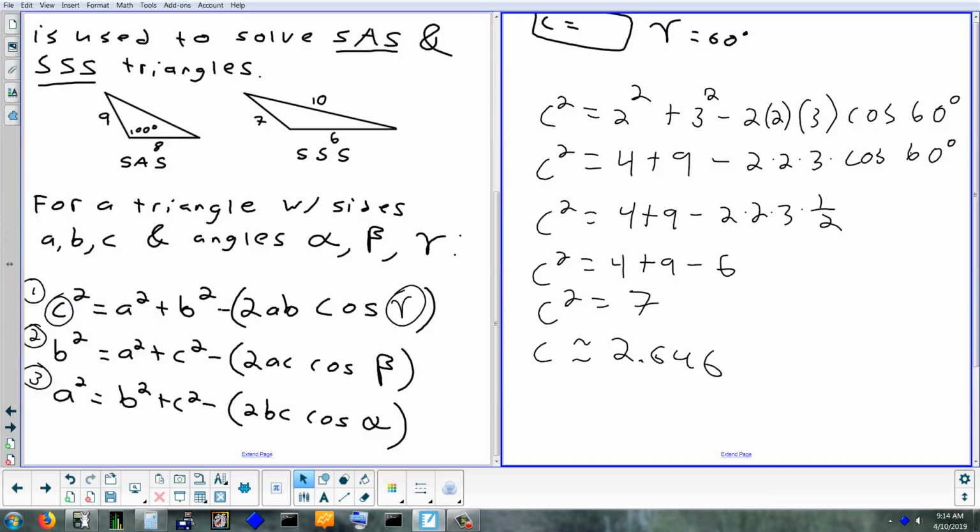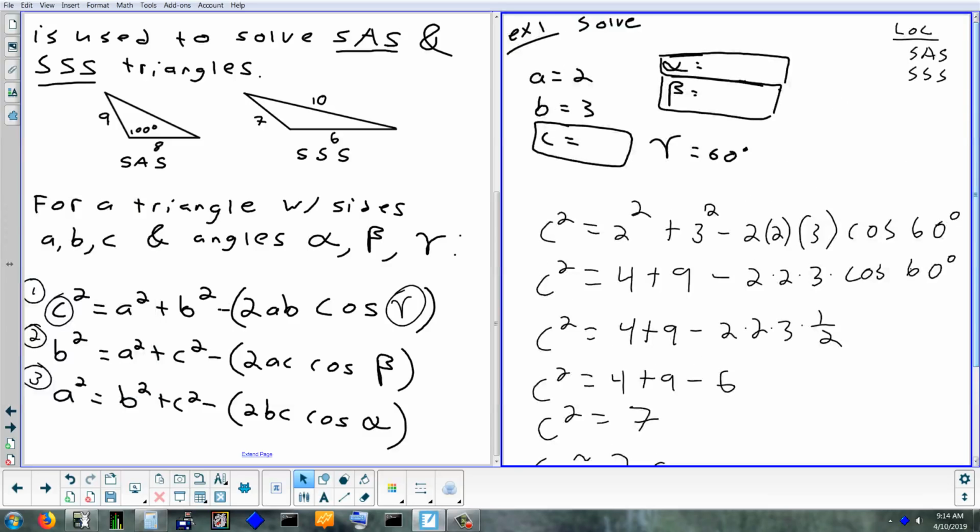So writing out every single step like that, you had about 1, 2, 3, 4, 5, 6 steps. We probably could shorten that to 3 steps if we did some of the squaring in our head as we went. And I'll do more of that next time. Right, so c is 2.646. All right, now you've got c. You can find anything you want. Once you have all your sides, you can do any order you want.